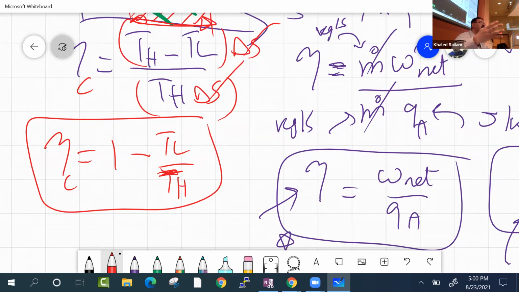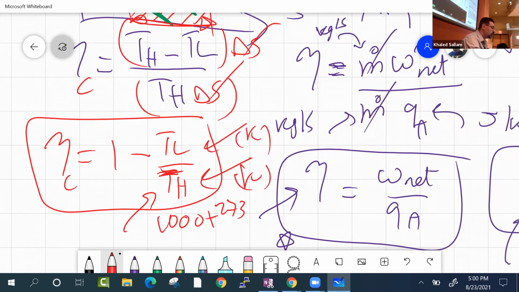Okay, so if you have hot gases coming from a boiler, from a furnace, let's say at 1000 degrees, again, specifically in this equation, you cannot use degrees C. You have to use Kelvin. So if the temperature is 1000 degrees C, that is 1000 plus 273, right? And you know TL. What's TL? The coldest temperature in the cycle. How cold the cycle can get.